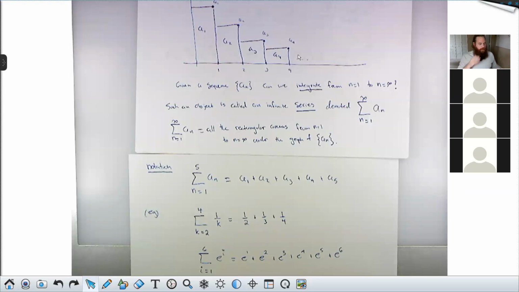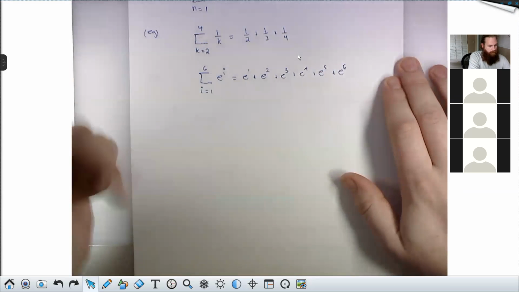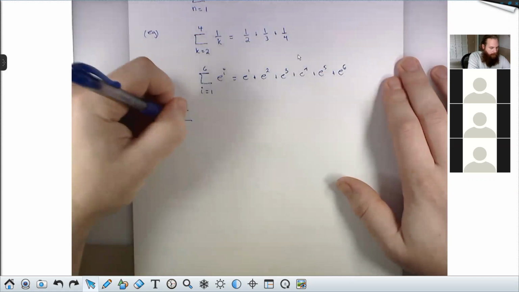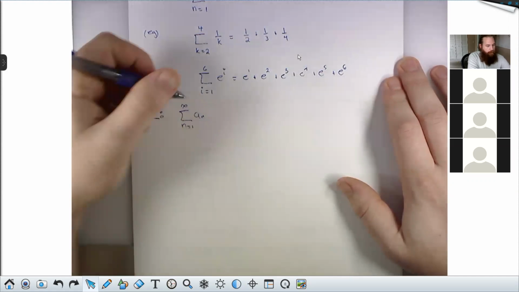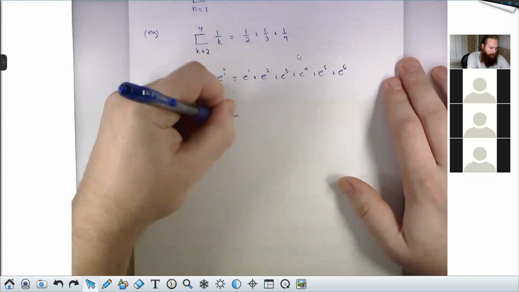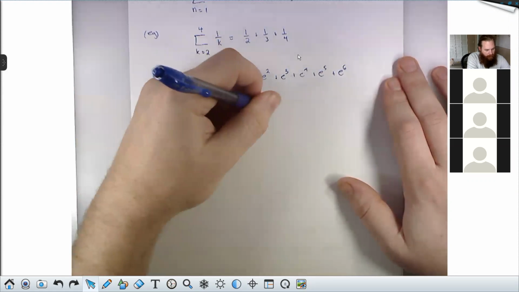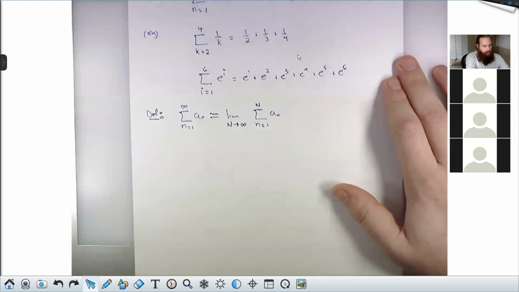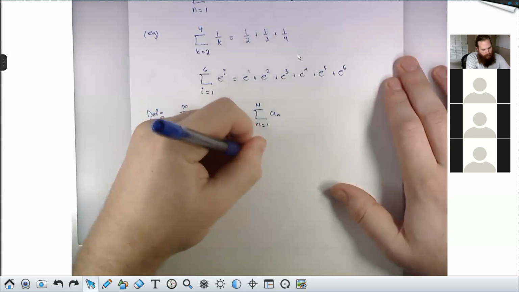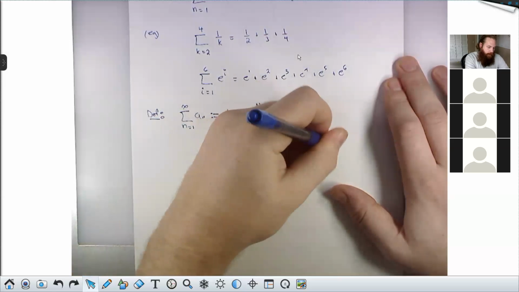So I'm going to give you one last thing, and that's the definition of the infinite series. It's very much analogous to improper integrals. The sum from n equals 1 to infinity of some sequence a_n is defined to be the limit as some other variable, I'll use capital N, goes to infinity, of the sum from little n equals 1 to capital N of a_n, which is the limit as capital N goes to infinity of A1 plus A2 plus A3 plus all the way out to A_N.